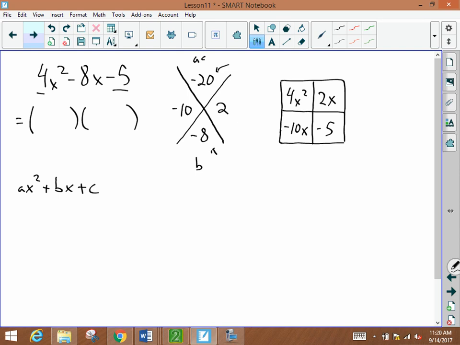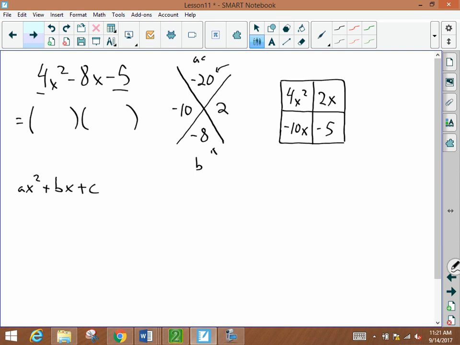And I could switch them. It doesn't matter. I can put the negative 10x where the 2x is, and vice versa, and it won't change my answer. But I always have to have the first term in my upper left-hand box, and I have to have the last term in my lower right-hand box.